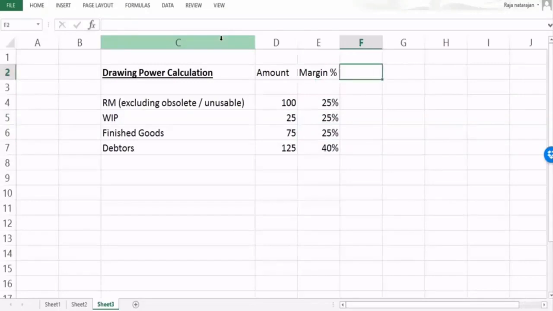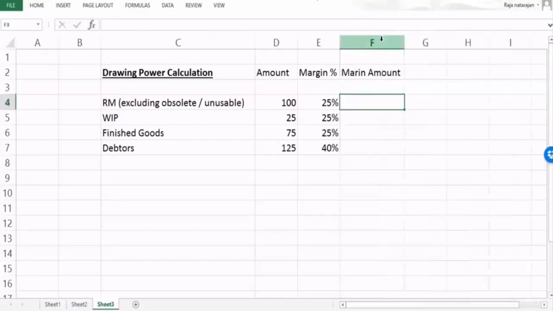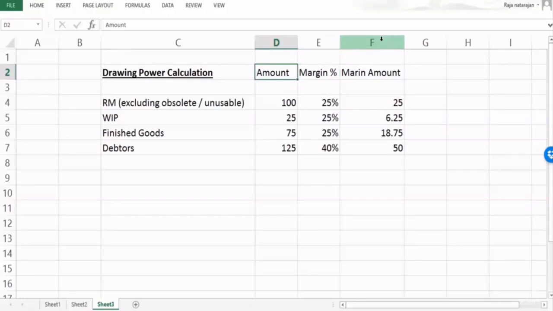So let's calculate the margin amount now. Okay, margin amount. So how has it been done? It's 100 multiplied by 25%, 25, then 25 into 25%, 6.25, 75 into 25%, 18.75, 125 into 40%, it's 50. Now from this amount, if we deduct this margin amount, let me just correct this. If we deduct this margin amount, what we get is going to be the advance value.